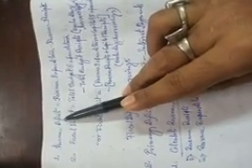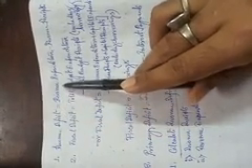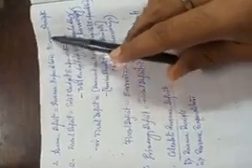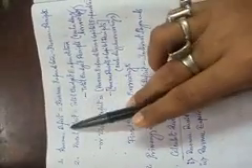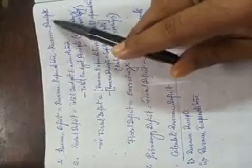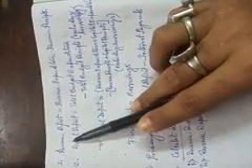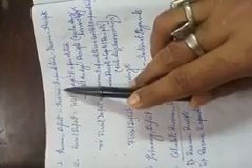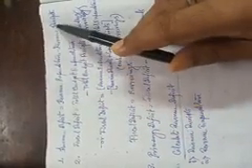Number one formula is revenue deficit. Revenue deficit means revenue expenditure minus revenue receipts. We have already discussed this formula in previous classes. Deficit means always expenditure minus receipts. So as it is given in revenue deficit, it will be revenue expenditure minus revenue receipts.